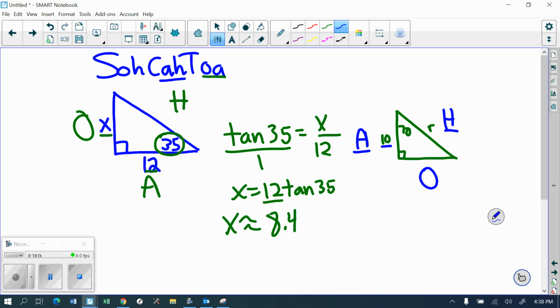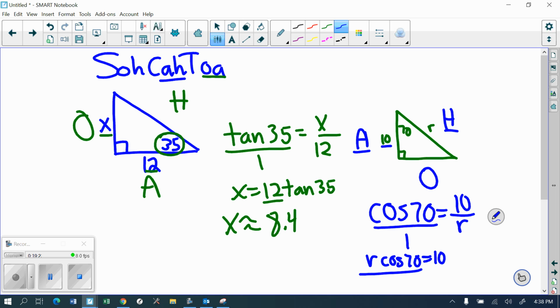SOHCAHTOA, A and H, is cosine. So I have cosine of 70 equals A, which is 10, over H, which is the R. Put it over 1, cross multiply. R cosine 70 equals 10. Cosine 70 is a number, just like a coefficient, so I go ahead and divide by cosine 70 on both sides. That's the exact answer, but we're going to do the nearest tenth.